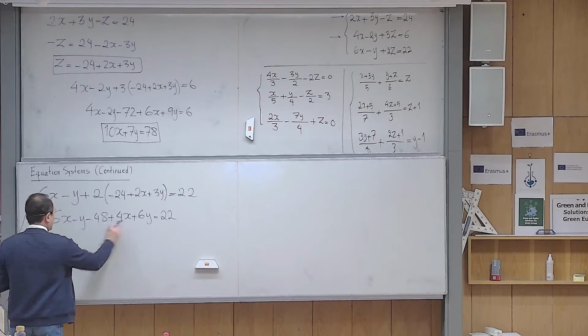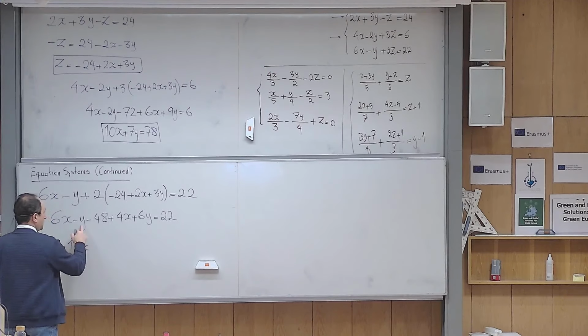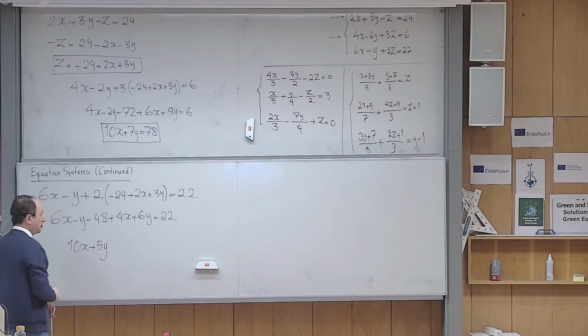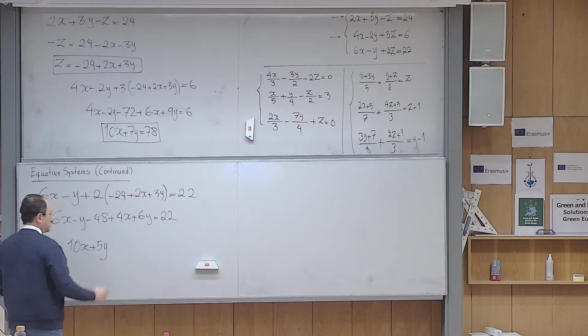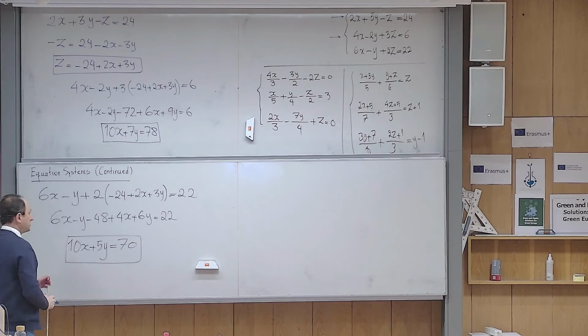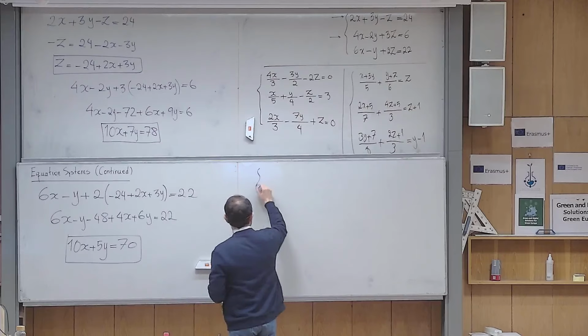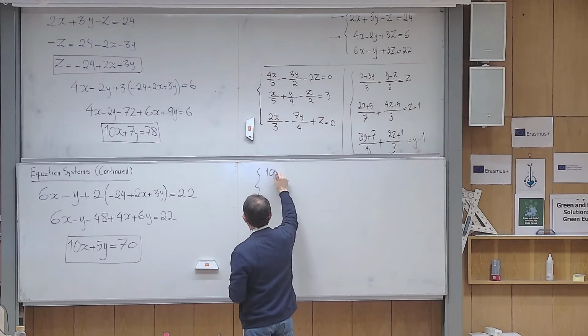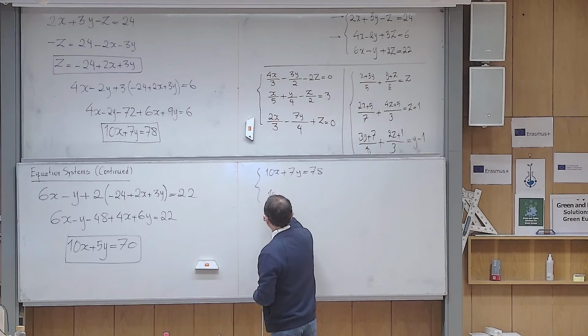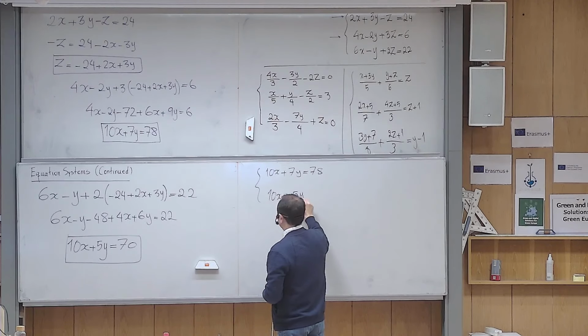So 6 and 4 becomes 10. Minus y plus 6y is 5 y's. And I move this to the other side. I think we can do it in our head. What is the answer? 48 plus 22 is 70. Yes? Okay, but that is very simple. Because now I take this equation I had and this equation and put it in the system. This is probably a simple one because you don't need even to change anything, yes? And then I have 10x plus 5y is equal to 70.